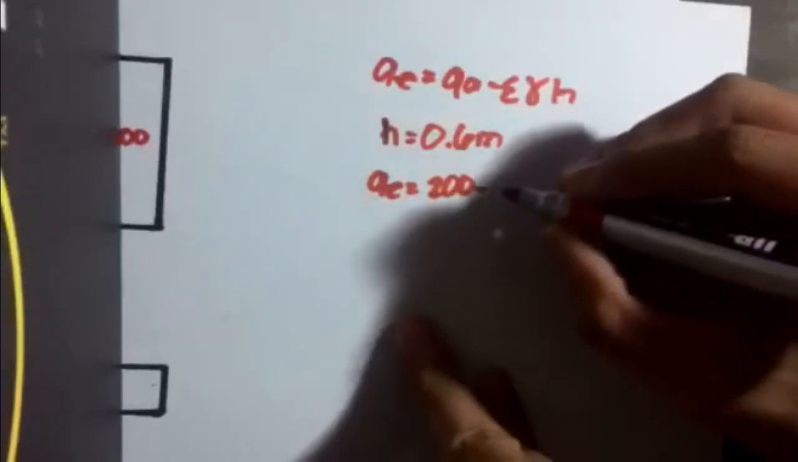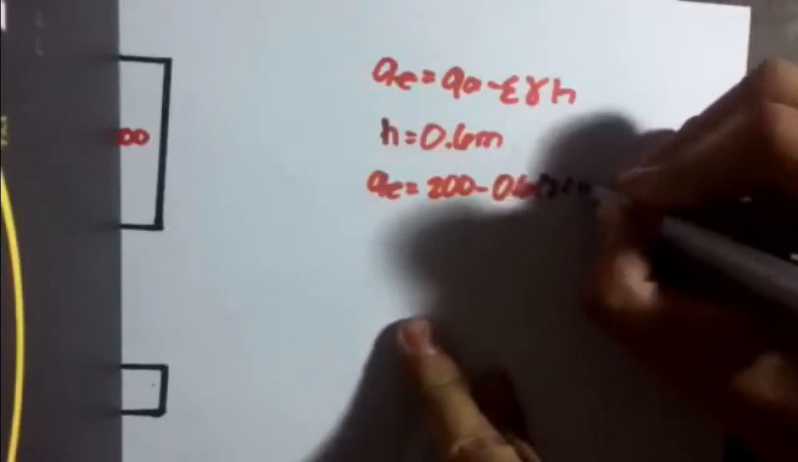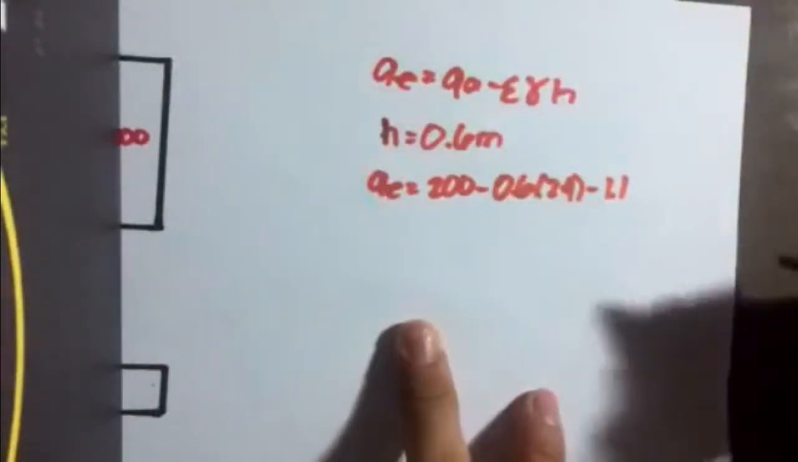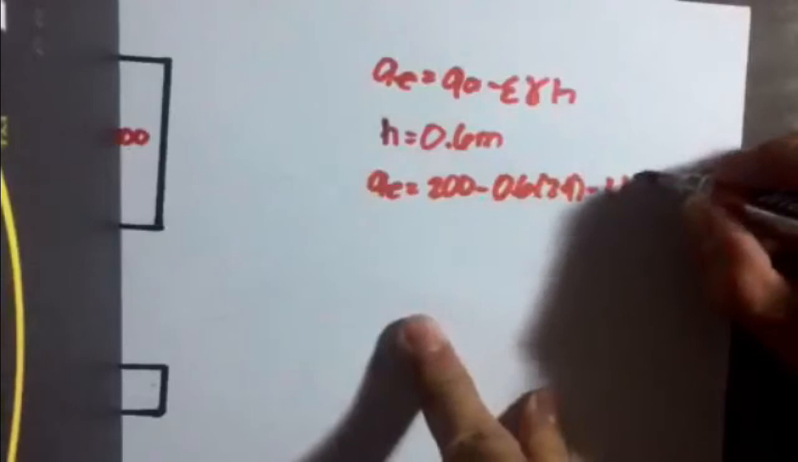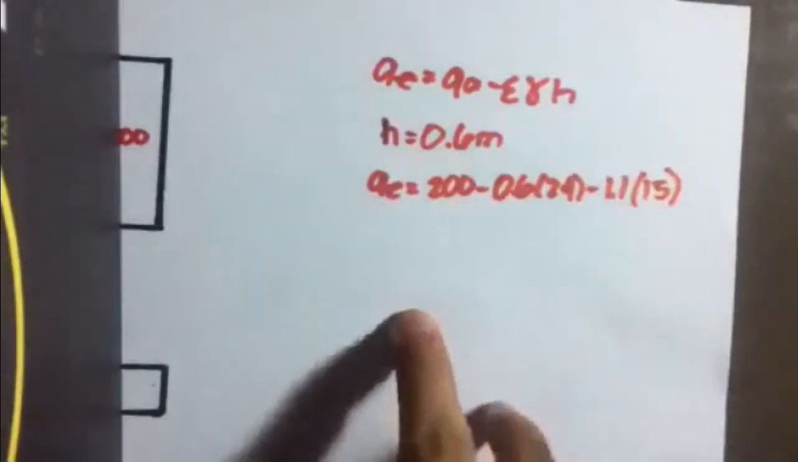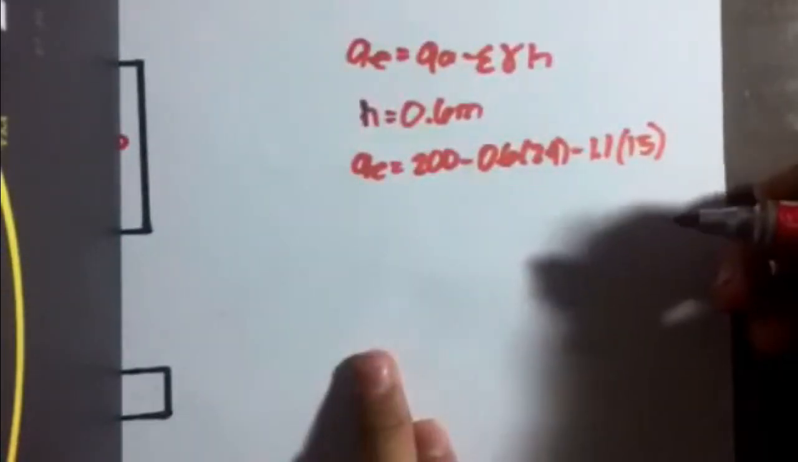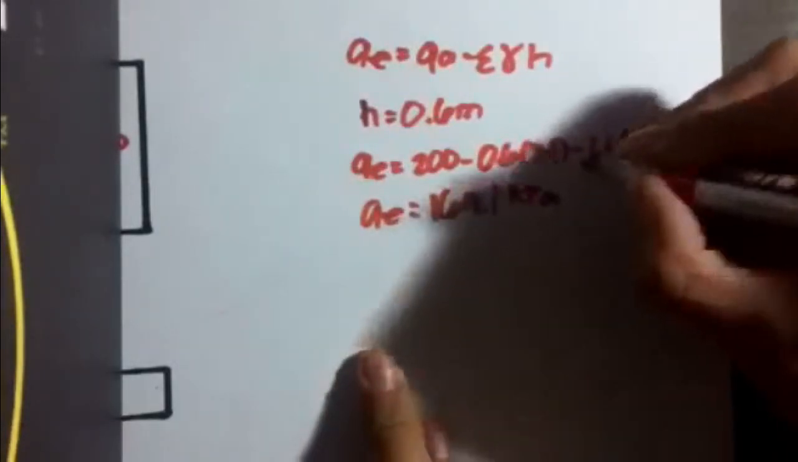So QE is equal to 200 kPa minus gamma H of concrete, which is 0.6 times 24, along with soil, which is 1.1, since 1.7 is the NGL, and then minus 0.6 is 1.1, times 15, which is the unit weight of soil. So after that, we can get the value of QE as 169.1 kPa.